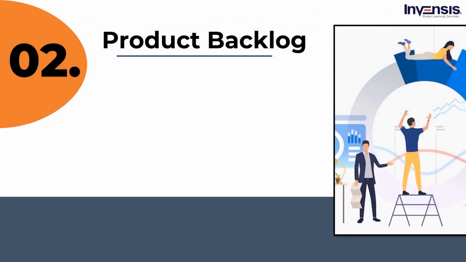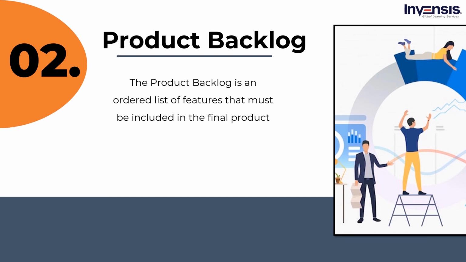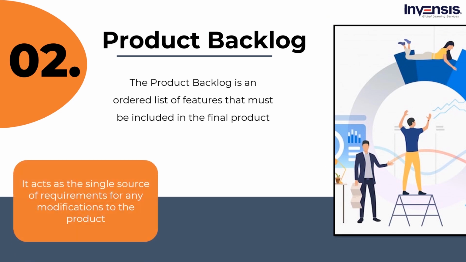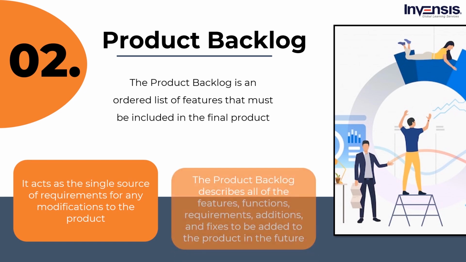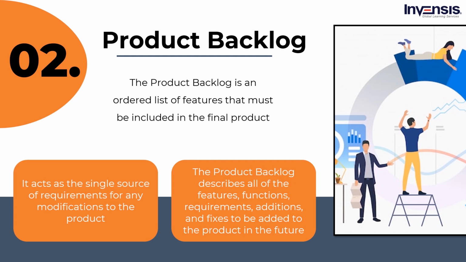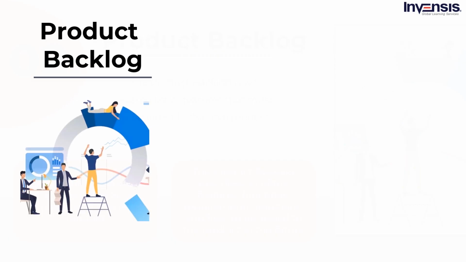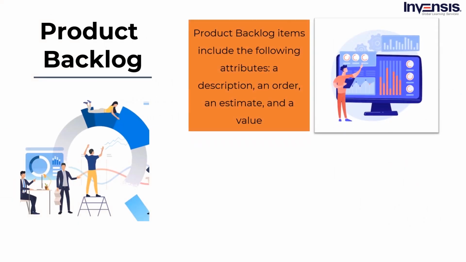Now let us move on to our next Scrum Artifact, the product backlog. The product backlog is an ordered list of features that must be included in the final product, and it acts as the single source of requirements for any modifications to the product. The product backlog describes all of the features, functions, requirements, additions, and fixes that will be added to the product in future editions. Product backlog items include the following attributes: a description, an order, an estimate, and a value. These are commonly referred to as user stories.